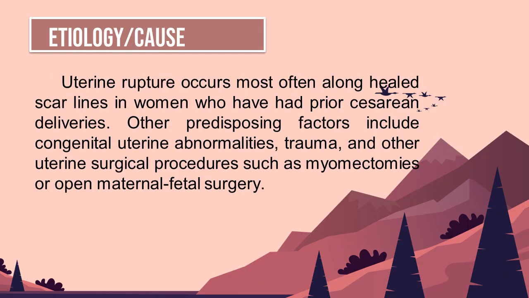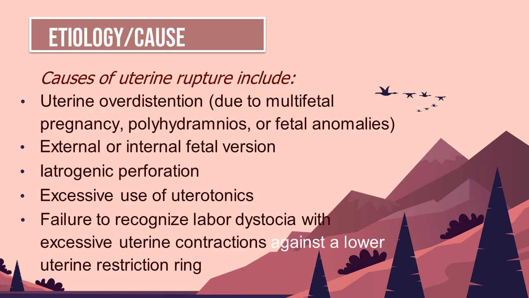Etiology: uterine rupture occurs most often along healed scar lines in women who have had prior cesarean deliveries. Other predisposing factors include congenital uterine abnormalities, trauma, and other uterine surgical procedures such as myomectomies or open maternal fetal surgery. Causes of uterine rupture may include uterine overdistension.